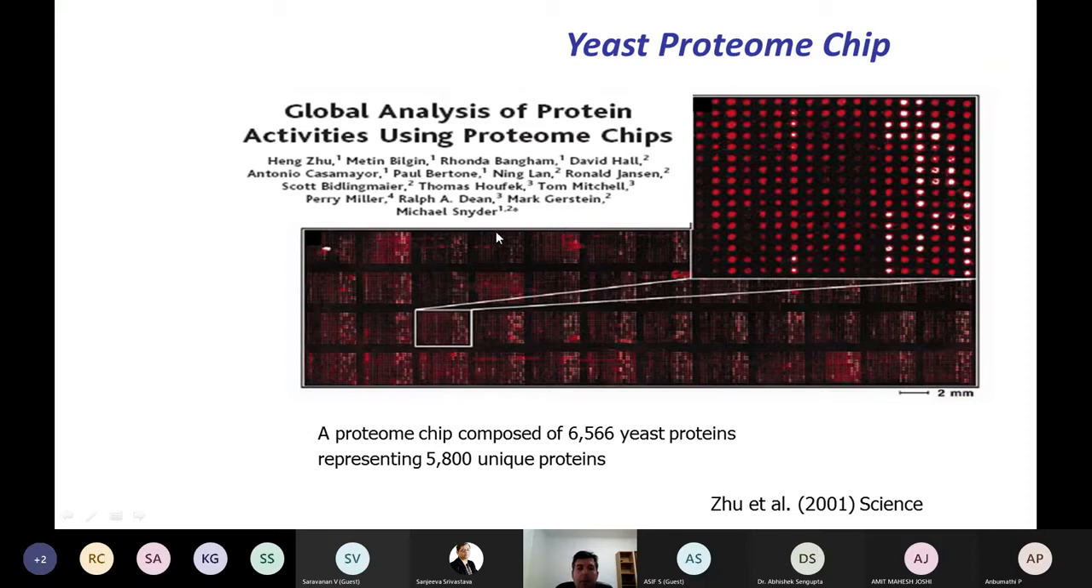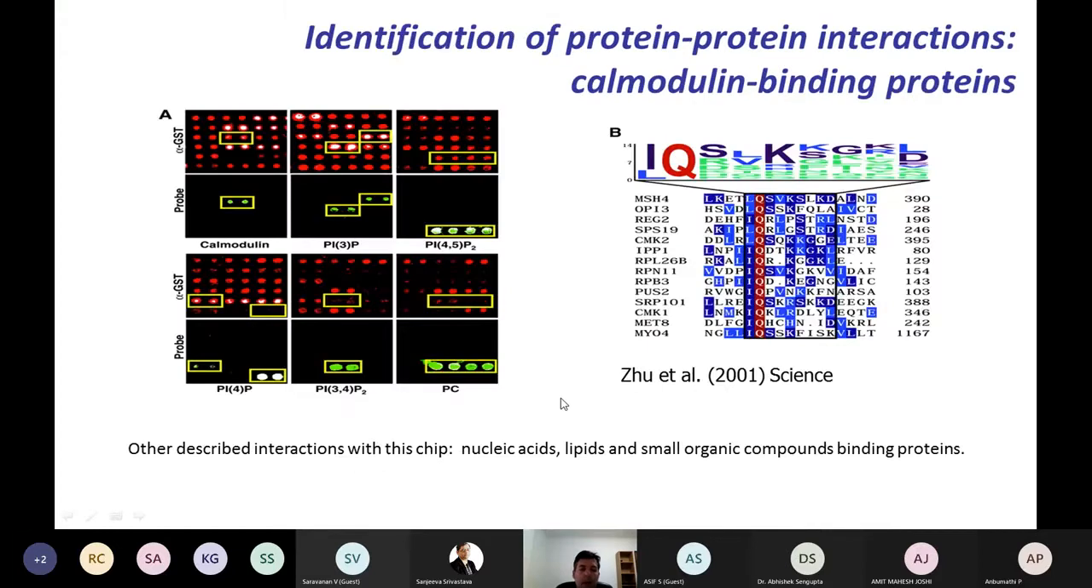The first reports using this technology were also in the early 2000s by the group of Michael Snyder at Stanford, and they got a yeast protein chip with about 90-95% of the whole proteome of the yeast. They used these protein microarrays to identify proteins able to bind to nucleic acids, lipids, or small organic compounds, or even for protein-protein interactions.